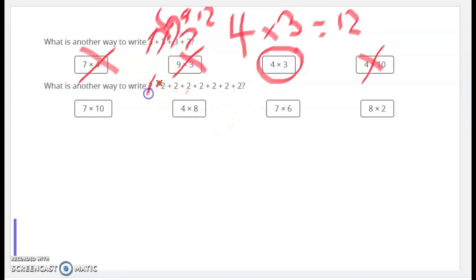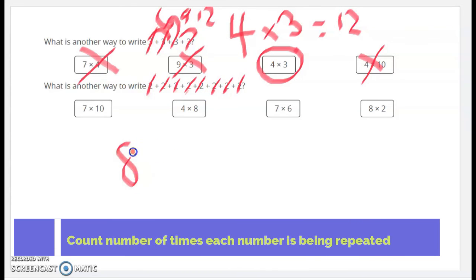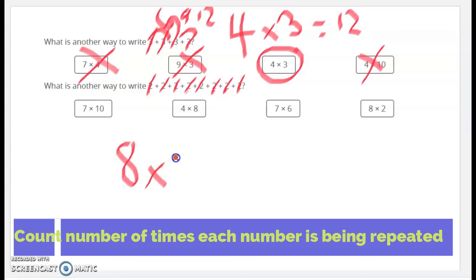Let's count. 1, 2, 3, 4, 5, 6, 7, 8. We have 8 times the number 2 here. Okay, so 8 times 2. But now we're going to skip count by 2 to find out that product. 2, 4, 6, 8, 10, 12, 14, 16. So 8 times 2 or 2 times 8 is equal to 16.